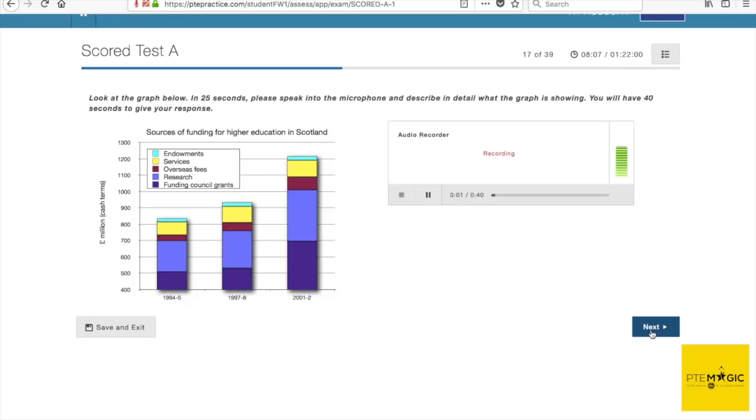Okay. The graph below shows the sources of funding for higher education in Scotland based on five different sectors, which is endowments, services, overseas fees, research funding, council grants as well. And from the graph, it can be seen that the year 2001 with February contributes the maximum, which can be seen at over £1,200 million. And on the other hand, 1994 may contribute the minimum, which can be seen at a bit over £800 million in cash terms. So in conclusion, it can be seen that 1997 in August was the average in between these two periods.